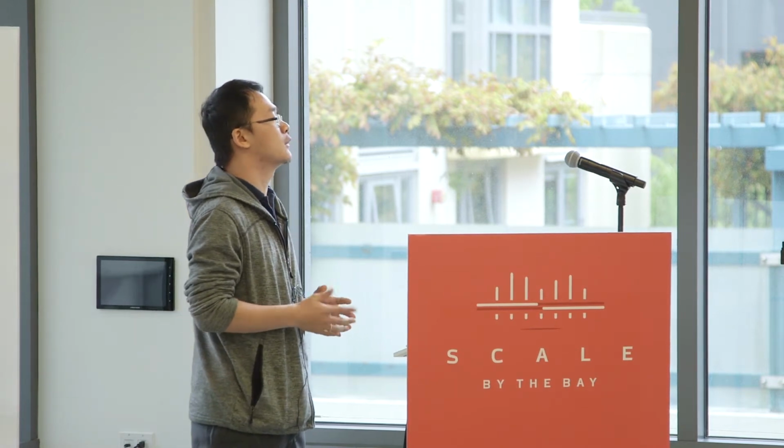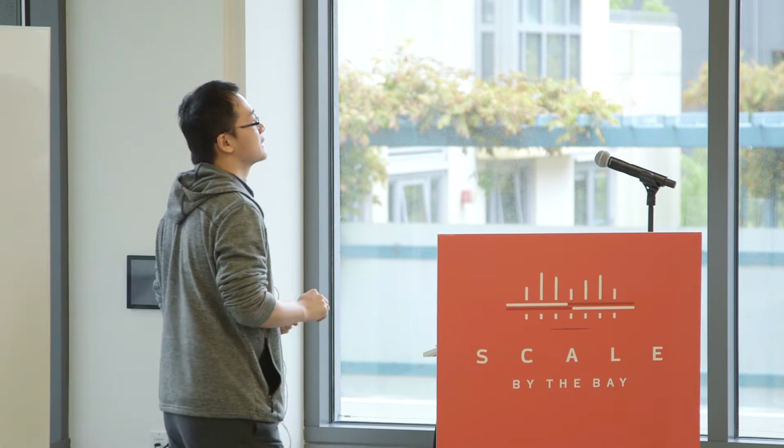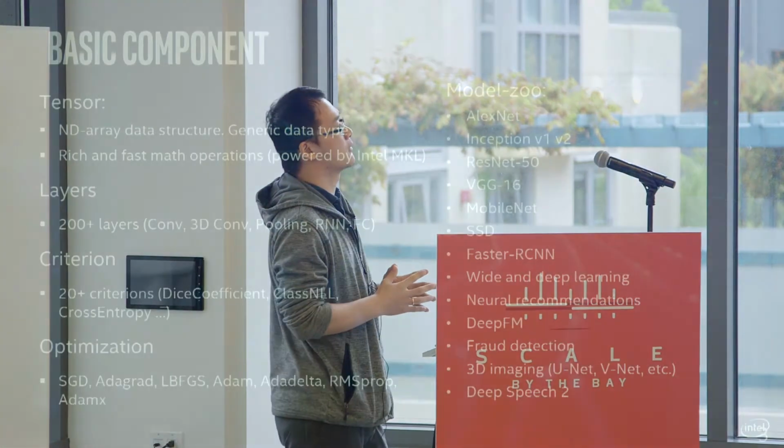After that, we provide layers. Here in BigDL, currently we provide over 200 different layers, including the common convolution, RNN, and fully connected, and all kinds of criterion. The criterion is basically for different types of deep learning tasks, for regression or classification. And for optimization, we provide SGD, LBFGS, Adam, Adagrad, and basically everything popular.